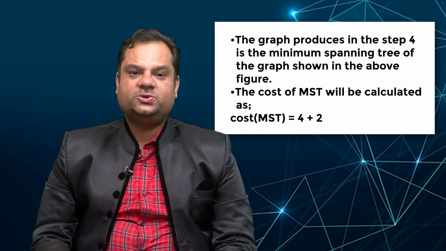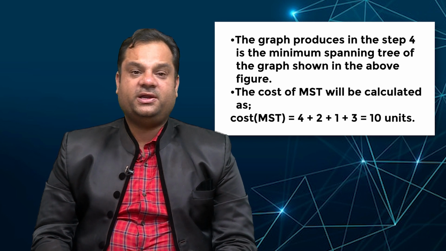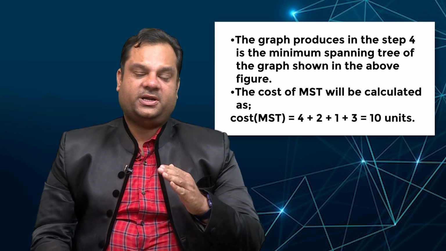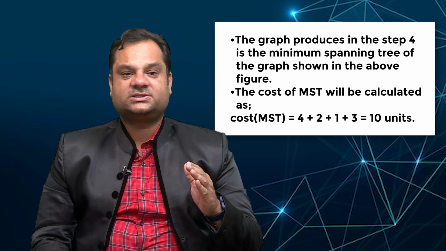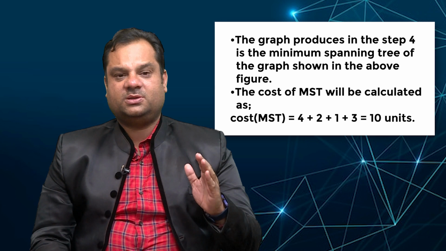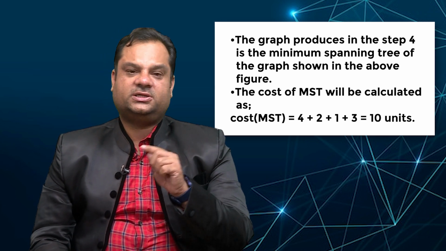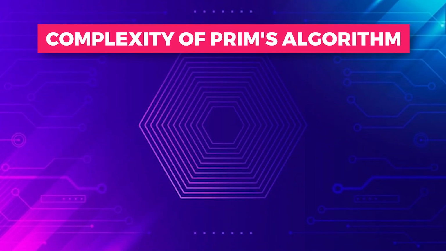So the graph produced in the last step is the minimum spanning tree, and the cost of the minimum spanning tree is calculated as per the last graph. We add the sum of the edges, like 4 plus 2 plus 1 plus 3, and the total is 10 units. Now, complexity of Prim's algorithm.